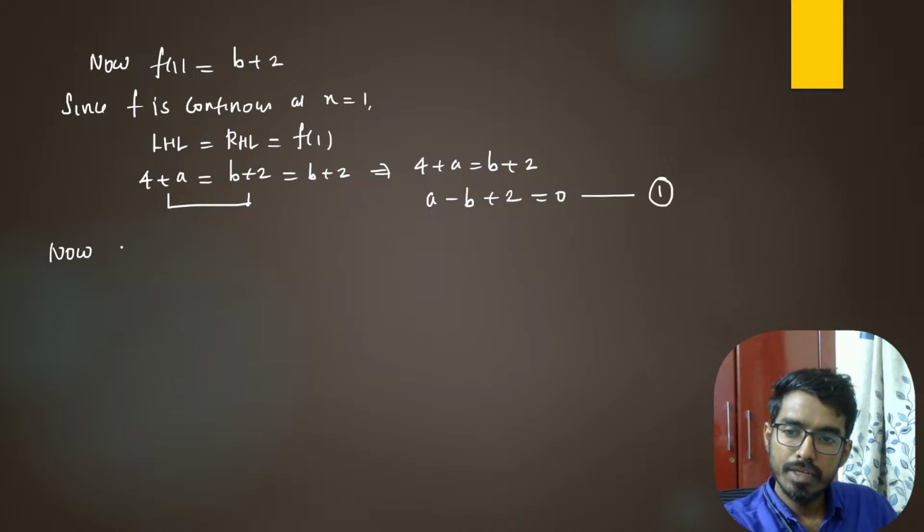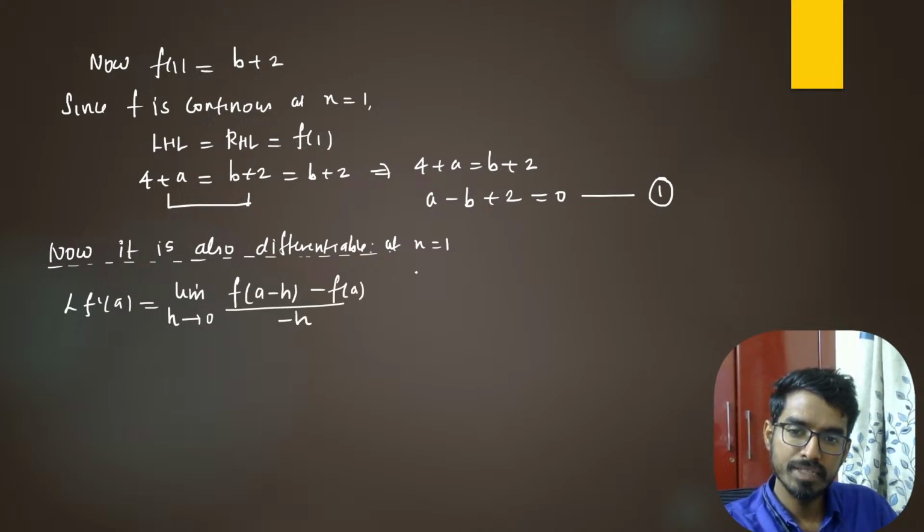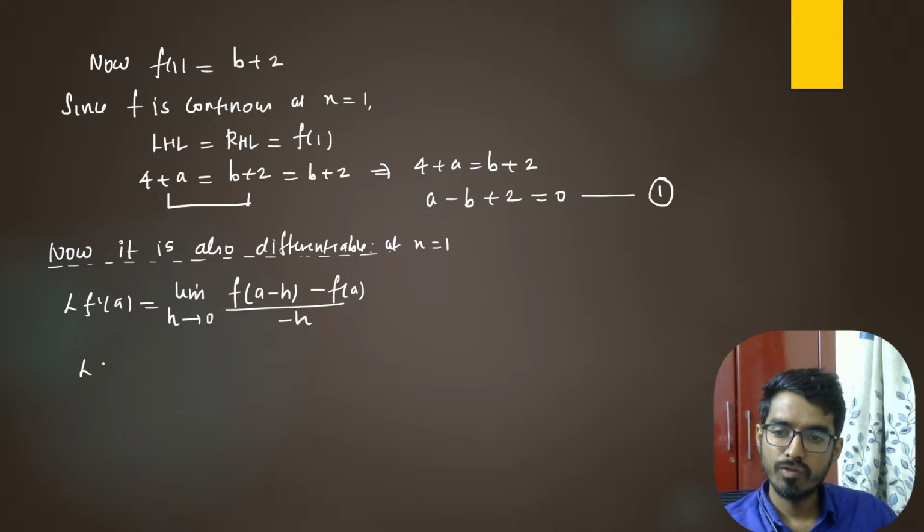Now it is also differentiable, right? It is also differentiable at x is equal to 1. So find L of f dash of 1. What is L of f dash of 1? Limit h tending to 0 f of 1 minus h minus f of 1 by minus h. We'll check L of f dash of 1 is equal to R of f dash of 1.